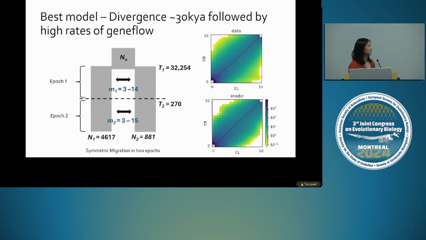I found that the best fitting model was a model of divergence around 30,000 years ago, followed by 2 periods of high gene flow. So basically this symmetric migration model in 2 epochs. And this date, it's not that old if you study other systems, but it's kind of old to me for stickleback. But it actually coincides with the timing of diversification of the major transatlantic stickleback clade. So perhaps there's been multiple invasions of stickleback populations to the Western Atlantic from Europe.